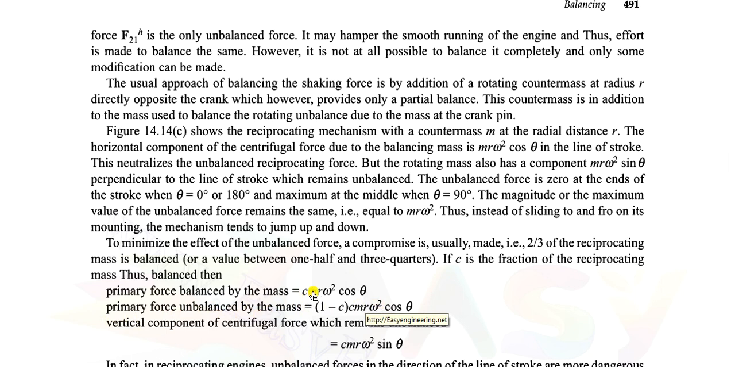How much unbalanced force was already there? M R omega square cos theta. How much have you balanced? C M R omega square cos theta. So how much unbalance will still be there? The primary force unbalanced by the mass will be (1 minus C) M R omega square cos theta. The vertical component of the centrifugal force which remains unbalanced is C M R omega square sin theta.